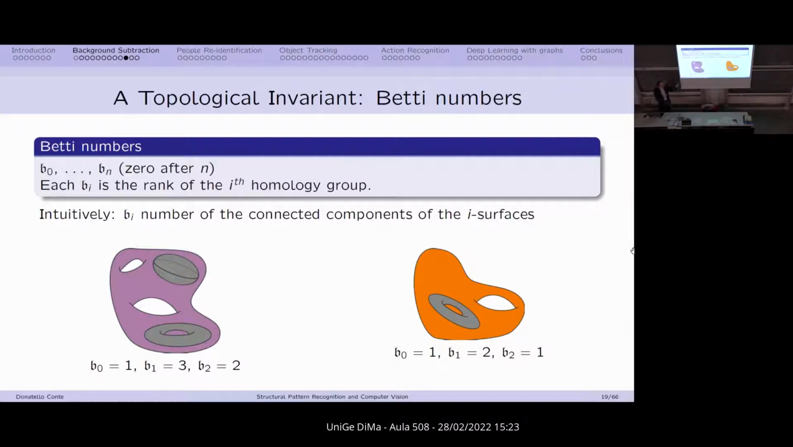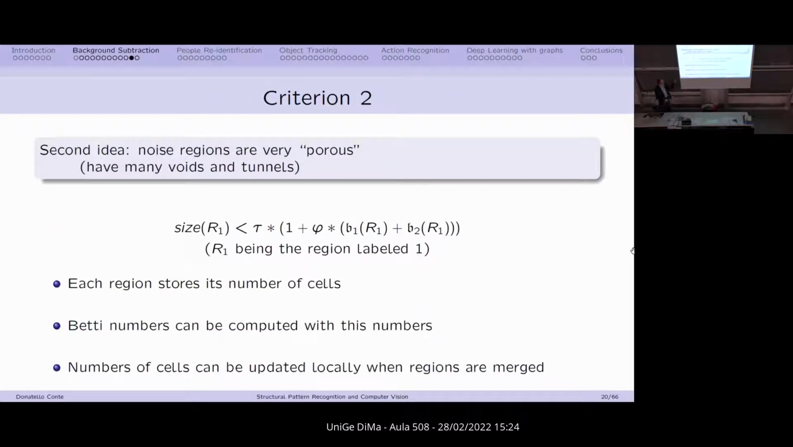The nice thing is that these numbers are simple to calculate on topological maps. So when we have a topological map, in a linear manner we can have these numbers, and we can use these numbers as properties of regions. And so, for example, one of the criteria that we use was on the Betti number of some regions. And the idea is to detect the noise as regions that are very porous, that have many tunnels, many holes, because objects of interest are more compact, and so have a lower number of this kind of topological feature.